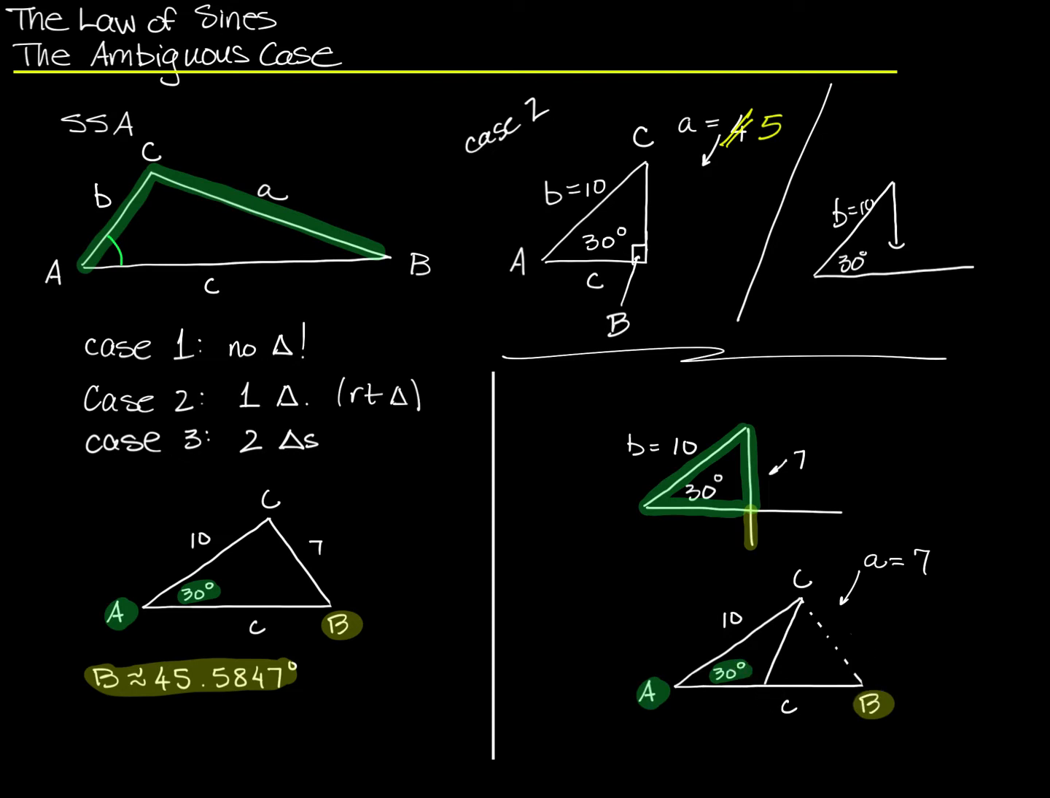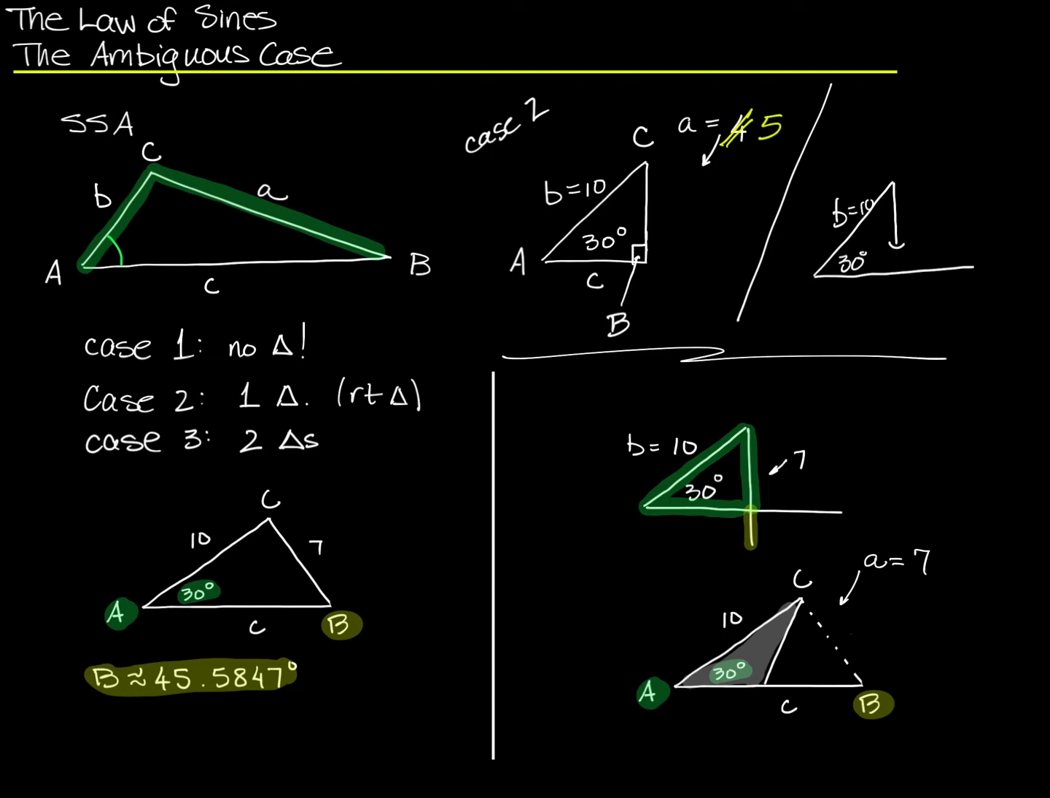So now that we look at the situation we have here, you can still see the first triangle we found, and we knew that B had a measure of about 45.6 degrees. Now we're looking for a different triangle. Now we're looking for this triangle. Let me highlight it. So if I want to find the sides and the other angles of this triangle, then I need to use the law of sines again.